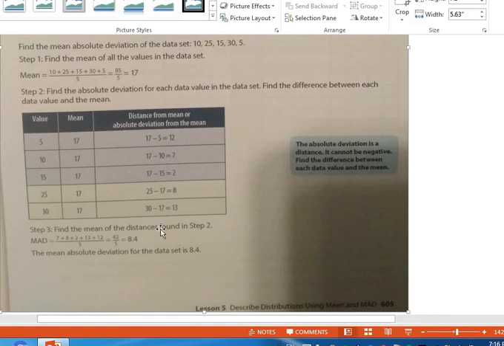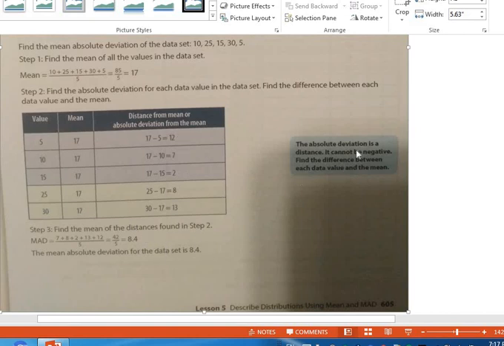Step 3, find the mean of the distances found in step 2. It's very easy now to do it, okay? 7 plus 8 plus 2 plus 13 plus 12 all over 5. So the answer is 42 over 5, 8.4. The mean absolute deviation for the data is 8.4. I took all the numbers and I added them over the number of them, 1, 2, 3, 4 and 5. I took 12, 7, 2, 8, 13 and all over 5, so it gives me 8.4.